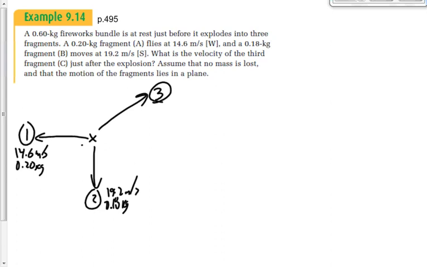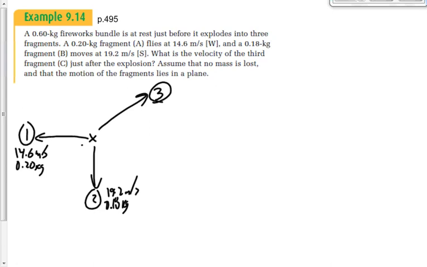If we look at it in terms of momentum, however, the total initial momentum of this system is 0. The total final momentum is also 0. If we have a momentum to the left of 0.2 times 14.6, that would give me 2.92 kilogram meters per second for the momentum to the left. Well, there must be 2.92 to the right to balance that. And if there's 19.2 times 0.18 downwards, then there's got to be that same amount upwards. So we have to have momentum to the right, and we have to have momentum upwards.